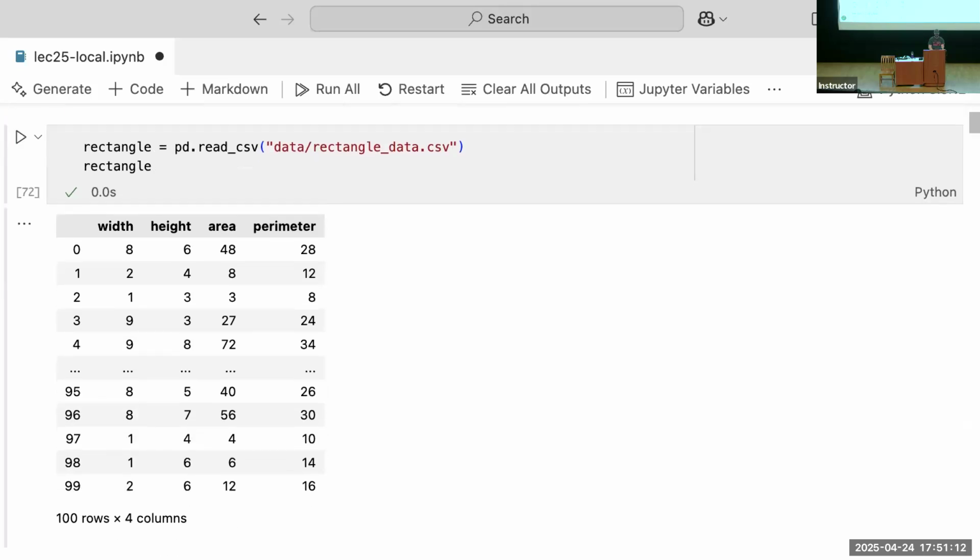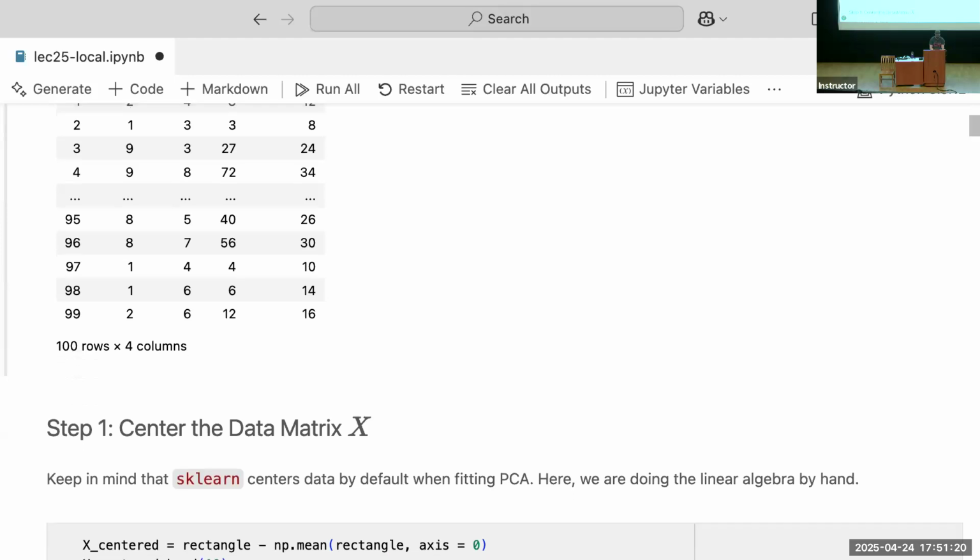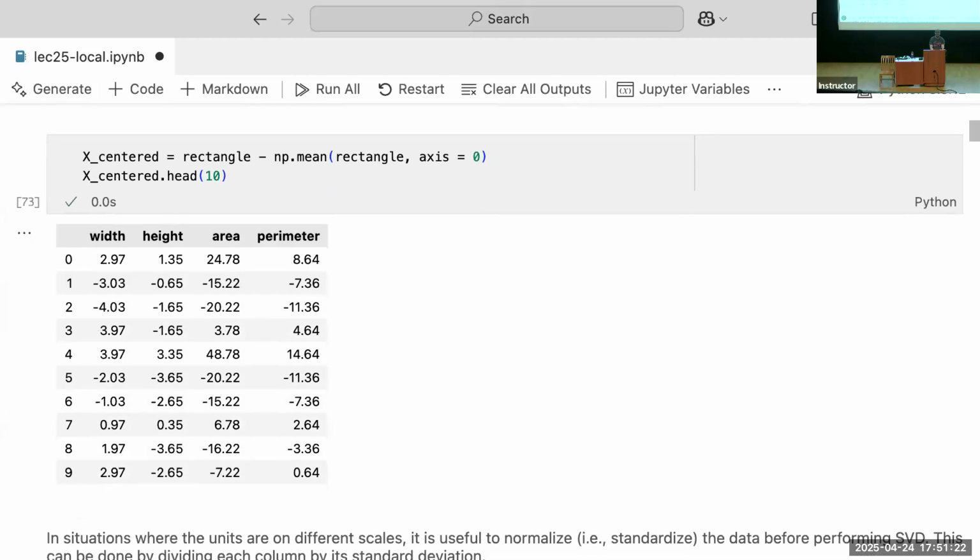We have the rectangle data. This is the same data that we were working with in the slides, where we have width, height, area, and perimeter. The first thing we have to do, we talked about this before, is center the data. Before doing PCA, you need to center the data. We're doing it by hand with linear algebra here.